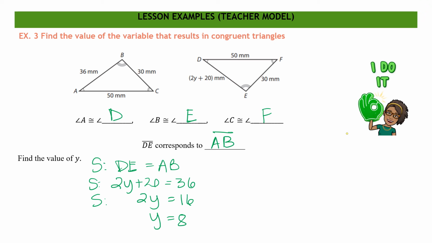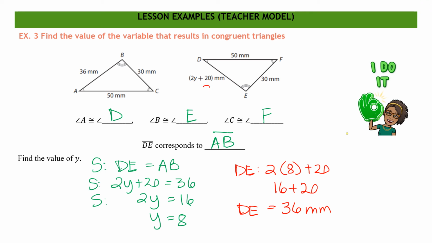To do that, we can just plug in 8 for side DE. So side DE, we know to be 2y plus 20. Instead of y, we're going to put in 8. So we have 2 times 8 gives me 16. 16 plus 20 gives me 36. So that means side DE is 36 millimeters.